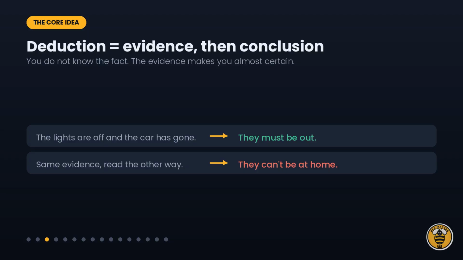Deduction means drawing a conclusion from evidence. You do not know the fact for certain, but the evidence makes you almost sure. Look at the situation. The lights are off and the car has gone. You do not know where they are, but you can conclude they must be out. And equally, they can't be at home. Must and can't are your two confident conclusions.